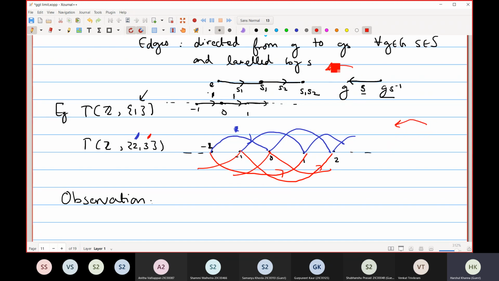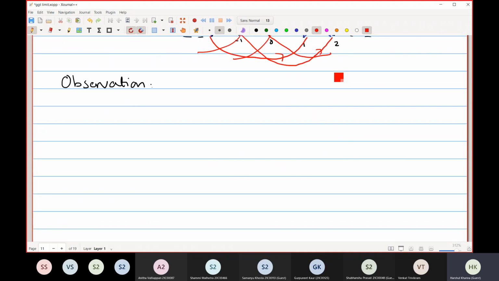These are not exactly the same. These two graphs are not isomorphic, but they are the same in some sense. In the sense that if you zoom out from the scene, they roughly look the same. So I'll not define that notion right now, but there is some notion of equivalence between these graphs. Observation, right?